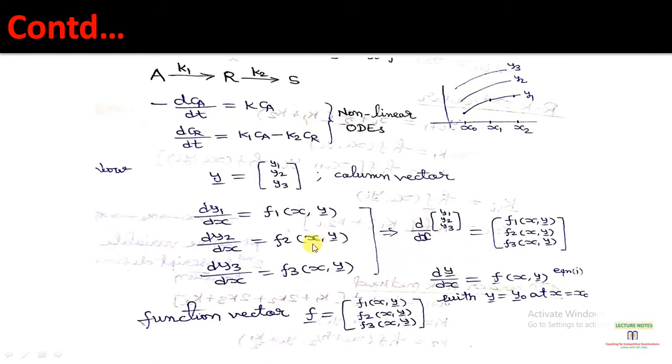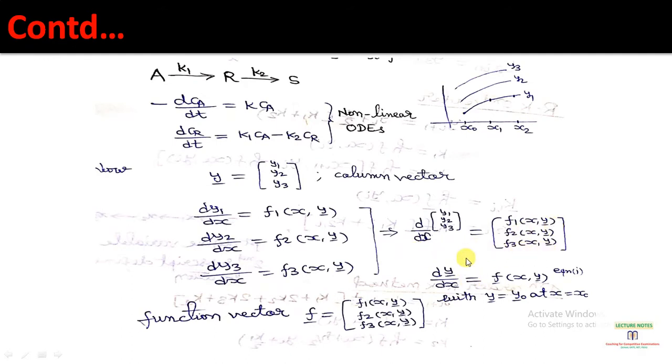d/dx of the matrix y1, y2, y3. These y1, y2, y3 we can write in the form of a column vector, equals to the matrix f1(x, y column vector), f2 function of x, y column vector, f3 function of x, y column vector. So these three equations we can write into a single form or in the form of a matrix. Okay.